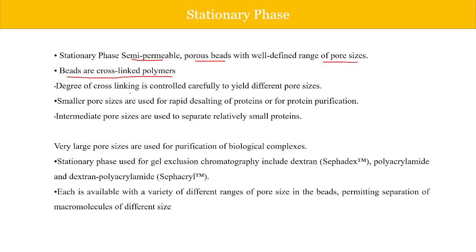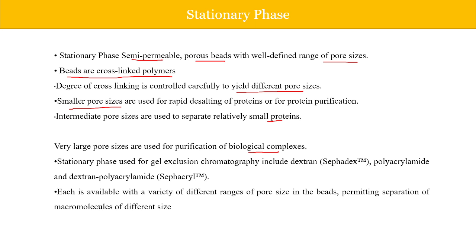Then the degree of cross-linking is controlled carefully to yield different pore sizes. Smaller pore sizes are used for rapid desalting of proteins or for protein purification. Intermediate pore sizes are used to separate small proteins. And very large pore sizes are used for biological complexes, because a complex has a large structure.